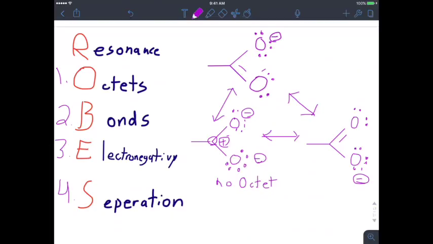So we can keep going and count bonds, electronegativity, and separation, but because this is just the mirror image, 1 and 2 over here are just mirror images of each other, we know that they're both major contributors because they're just the same thing. And they also have complete octets, and they would have the same bonds, electronegativity, and separation.